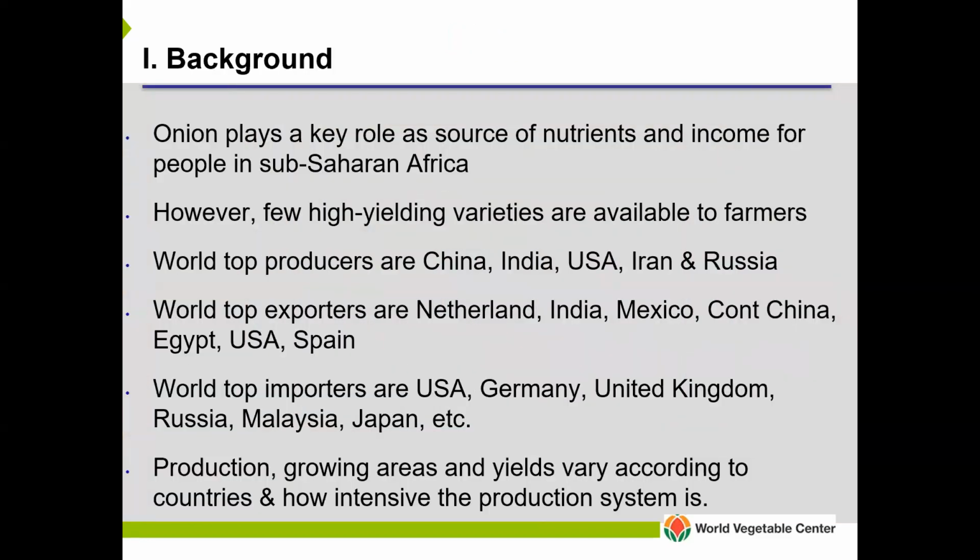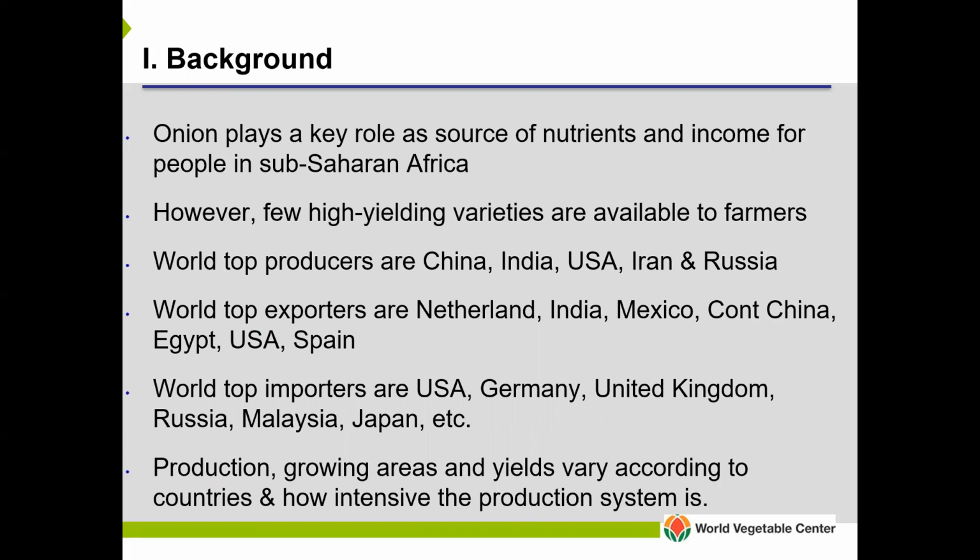Onion plays a key role as a source of nutrient and income for people in sub-Saharan Africa. However, few high-yielding varieties are available to farmers. World top producers are China, India, USA, Iran, Russia. World top exporters are Netherlands, India, Mexico, continental China, Egypt, USA, and Spain. World top importers are USA, Germany, United Kingdom, Russia, Malaysia, Japan.